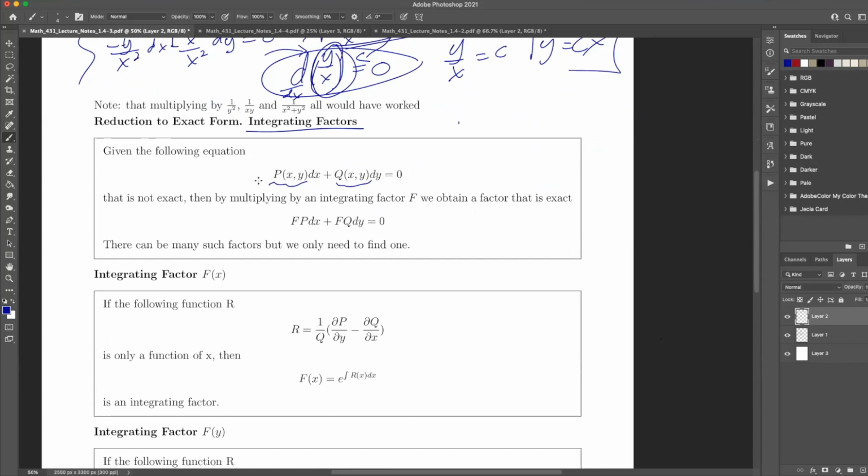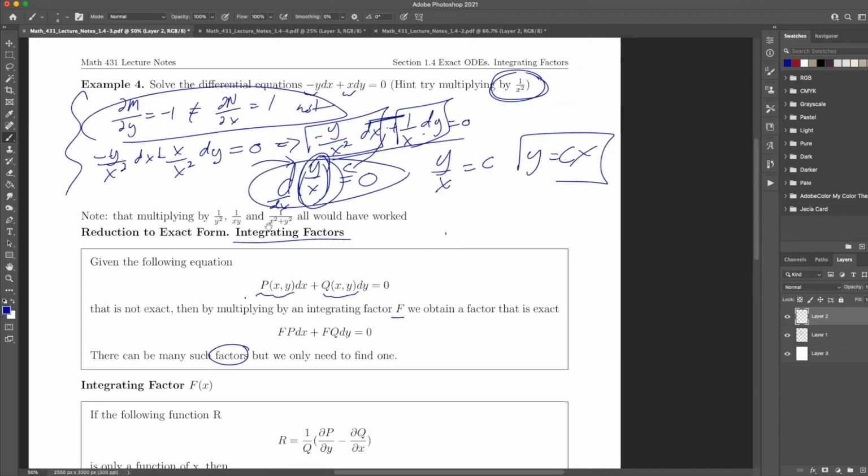So let's pretend I have an equation that's not exact. Then by multiplying by a factor of f, it is exact. And there can be many such things we multiply that makes this thing exact, right? So integrating factors do not necessarily make things exact. So what we did here, this is still not exact, correct?